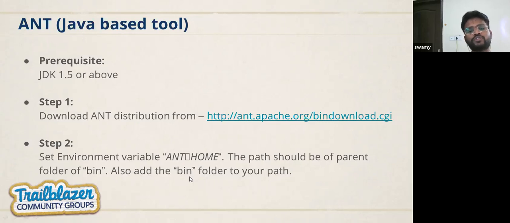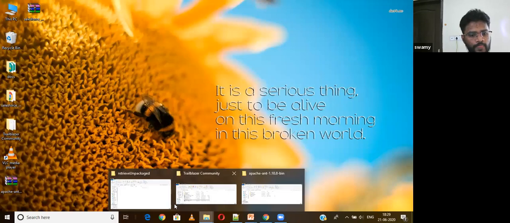For the ANT distribution, you have to go to ant.apache.org, and from this link you can download the binary. You have to save that binary in your C drive. And after saving it there, you have to set the environment variable. Okay, I can show you how we can do this. I have already downloaded it.